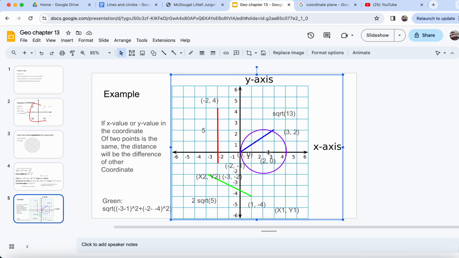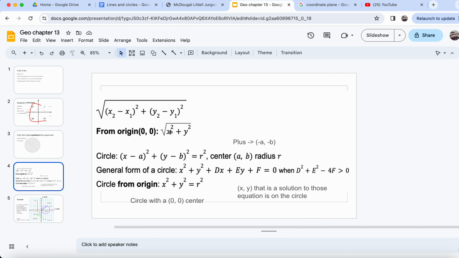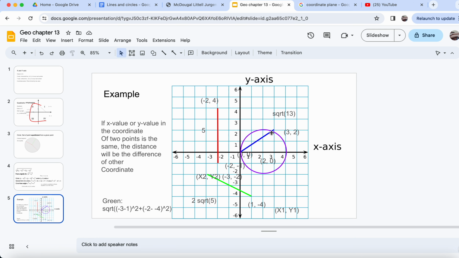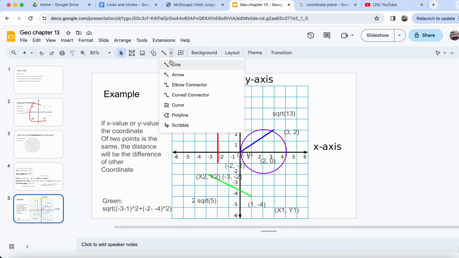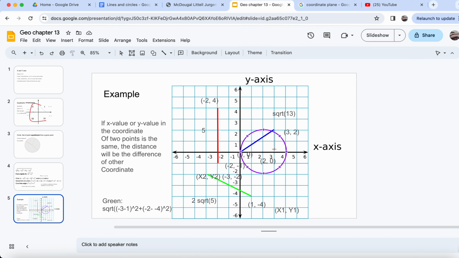For the blue line, remember the formula is very simple: x squared plus y squared under a square root. So it will be 3 squared plus 2 squared under a square root, which is square root of 13. If you're just getting used to it, you can also draw a right triangle here with a length of 2 and here with a length of 3. Then according to the Pythagorean theorem, the length of this side squared is 2 squared plus 3 squared equals 13, so the length is square root of 13.